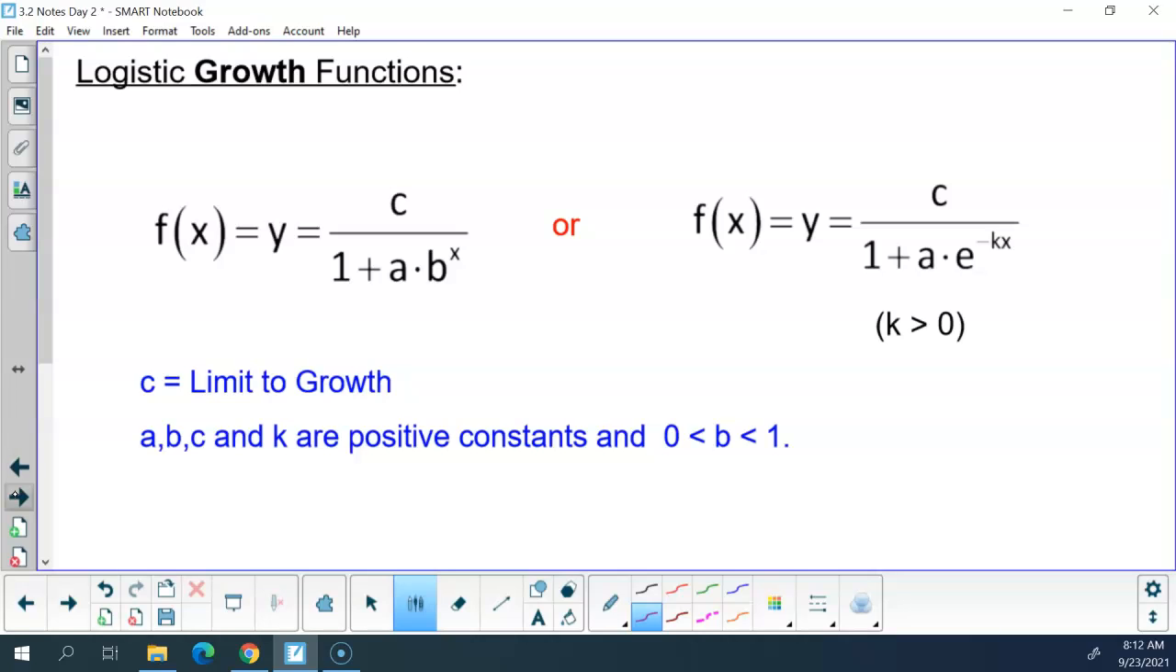A, B, C, and K, we'll get to K in a minute, are all positive constants. And B, here's the kicker, B is between 0 and 1. So it's an exponential decay, which creates a logistic growth.